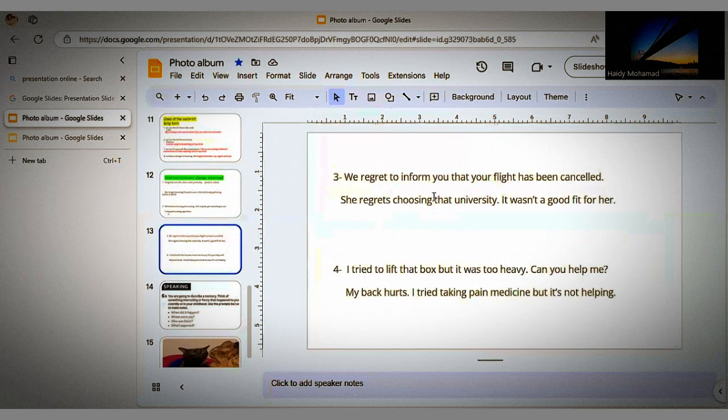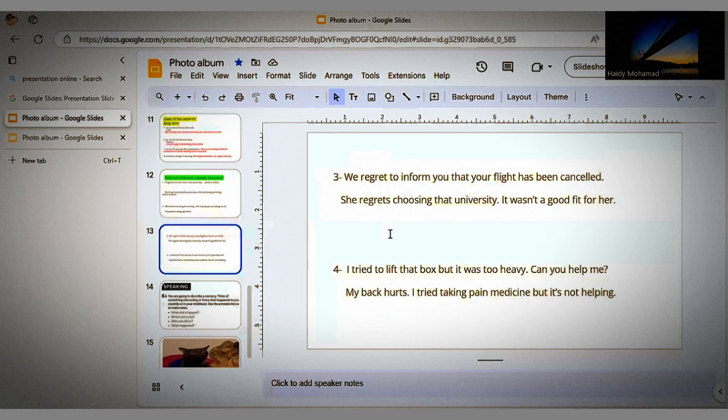We regret to inform you that your flight has been cancelled. She regrets choosing that university. It wasn't a good fit for her. So here, you can get this sense of sorrow or sadness. We regret to inform you that your flight has been cancelled. It's bad news. So for bad news, we use the base form after regret.